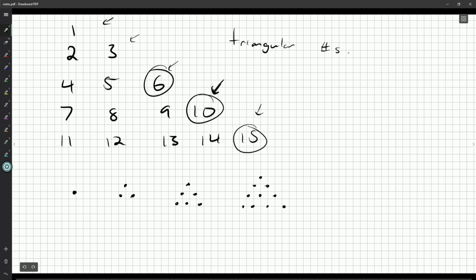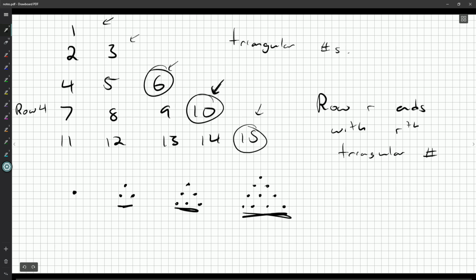In fact, 10, the last number in row 4, is the 4th triangular number. 6 is the 3rd triangular number. 3 is the 2nd triangular number. So an observation we could make: row R ends with the rth triangular number. If you're unsure of triangular numbers, you may wish to look them up because they do pop up on math contests.